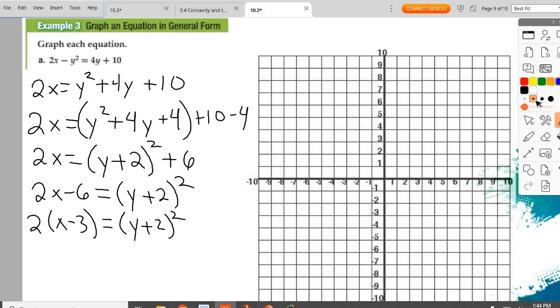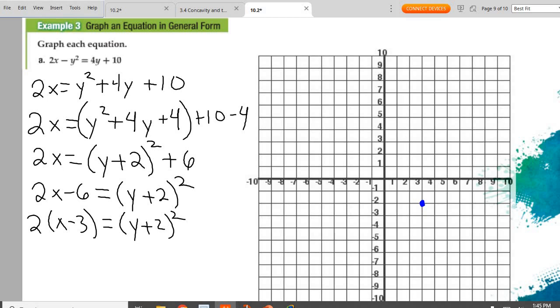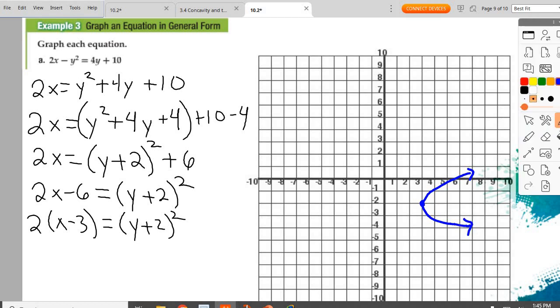So where is our vertex this time? 3, negative 2. And which way are we going to open? To the right. To the right, because it's positive. Do we all see that it's positive 2? So that means that we're going to be going to the right. And that would be my graph.